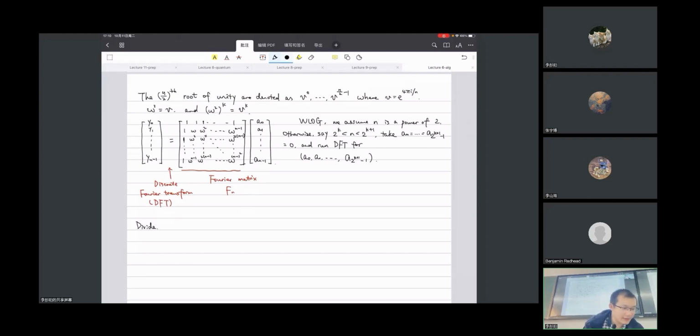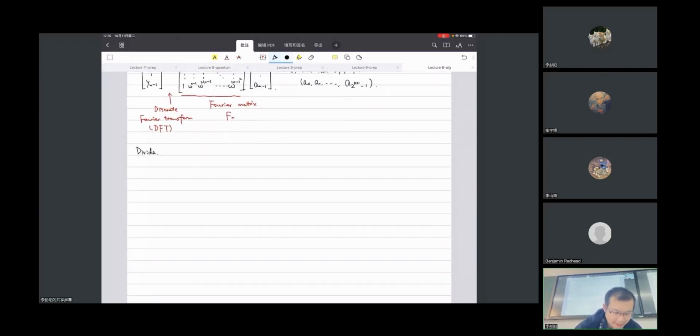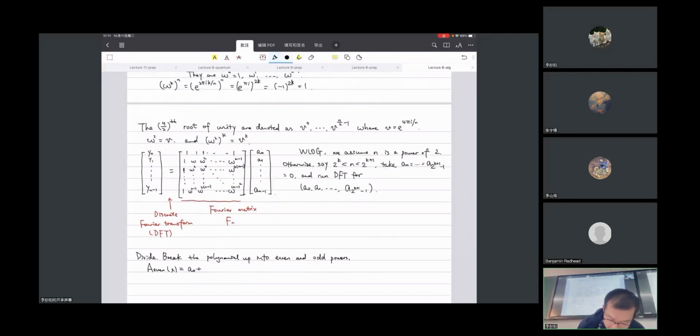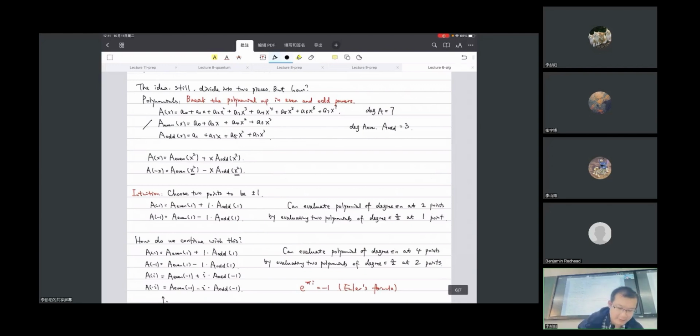Okay, so for the divide here, you can clearly see the strategy is that we are going to divide according to even and odd terms. So basically, we break the polynomial up into even and odd powers. Okay, so we are just going to follow this specific example.